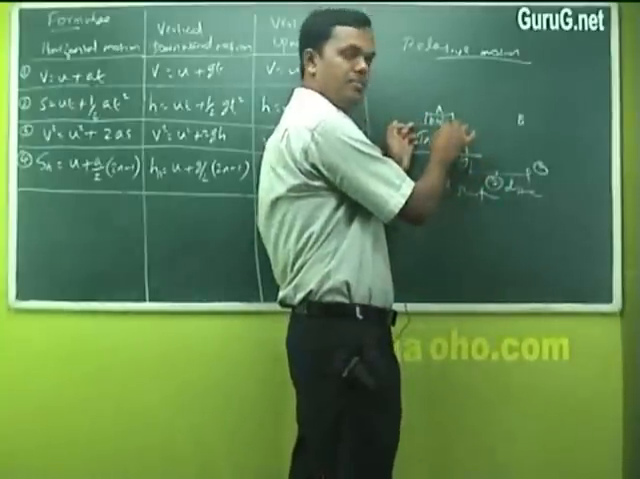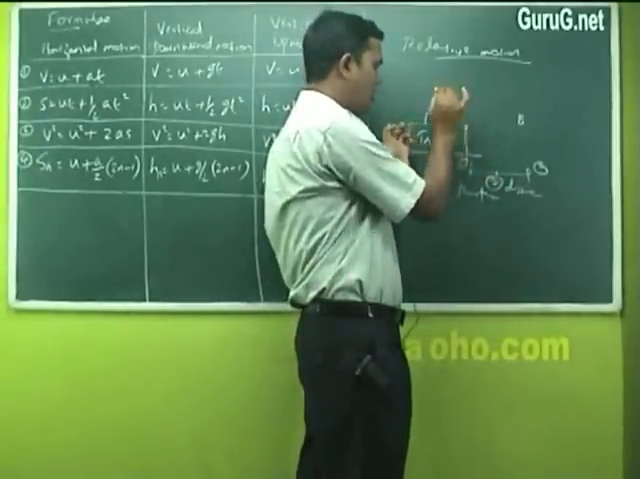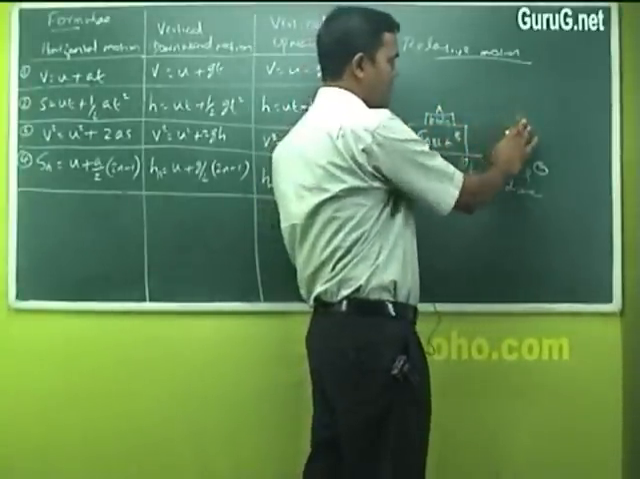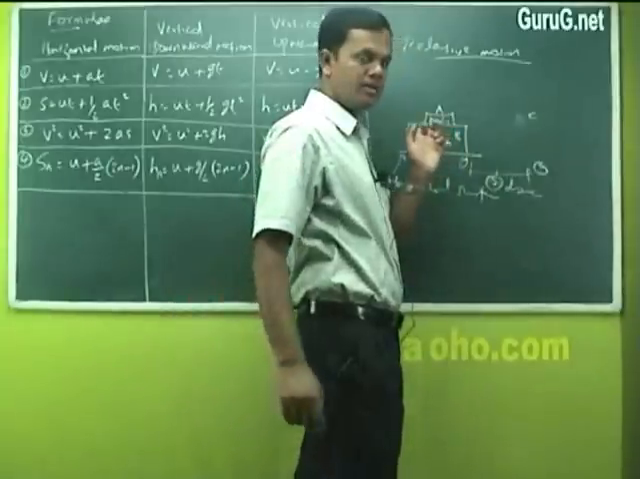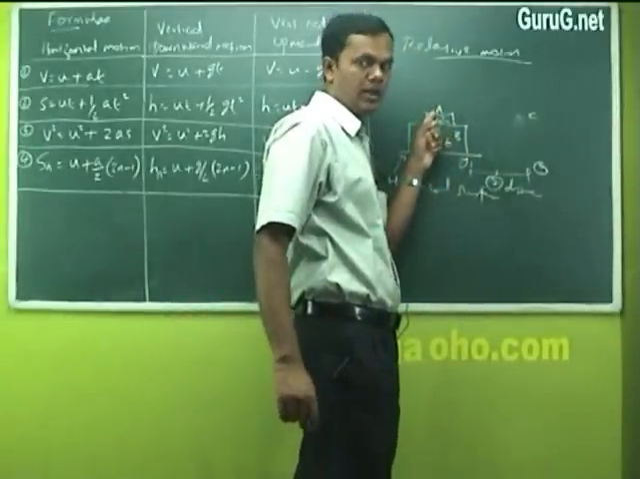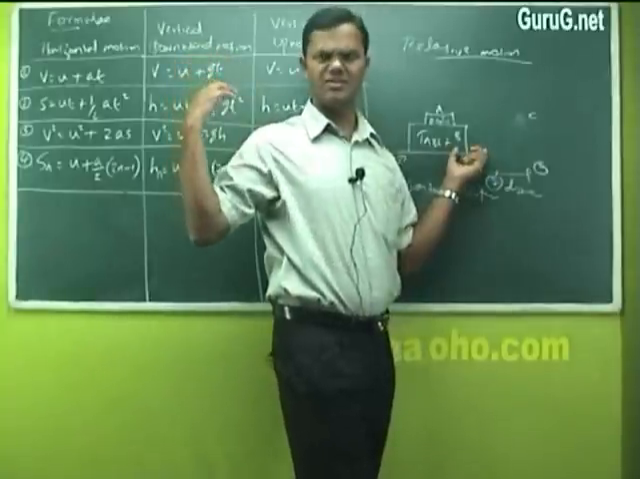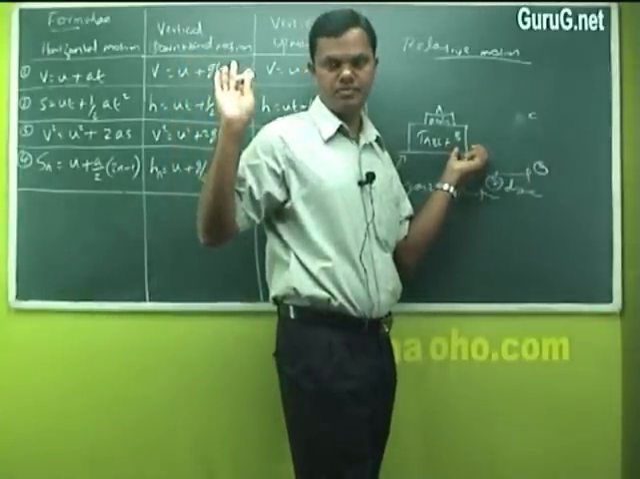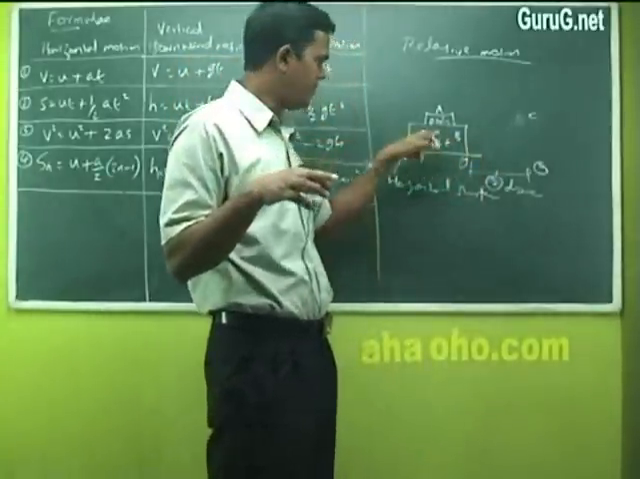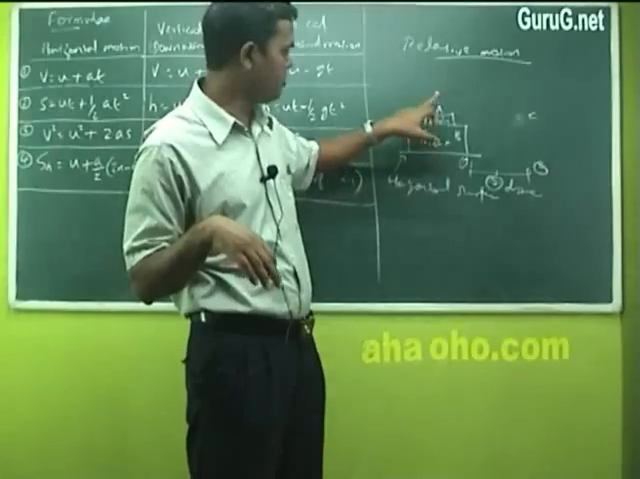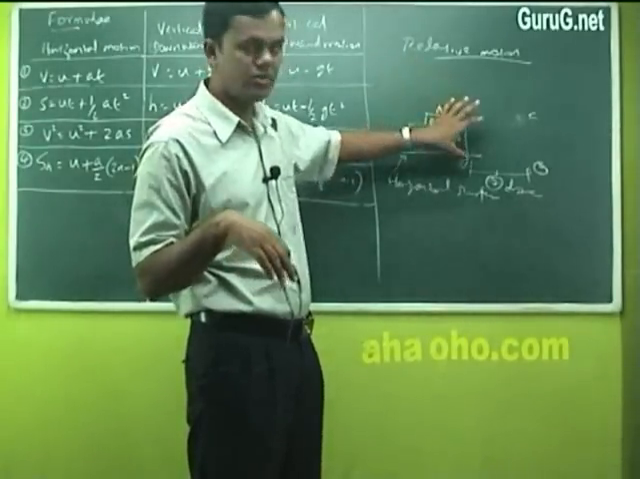So for the relation in relative motion, suppose this is body A and this is body B and this is point C. The relative motion of this body A with respect to this body B can be calculated using any set of formulas we had before. Or the relative motion of the table B with respect to this body A can also be calculated with this set of formulas.